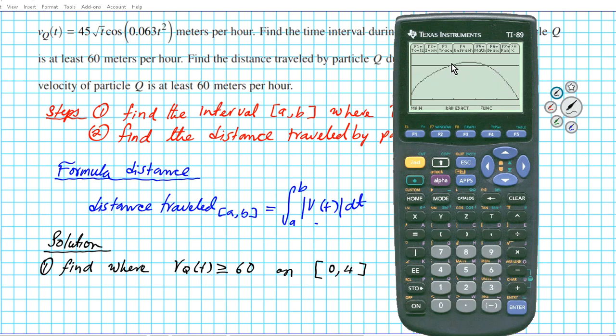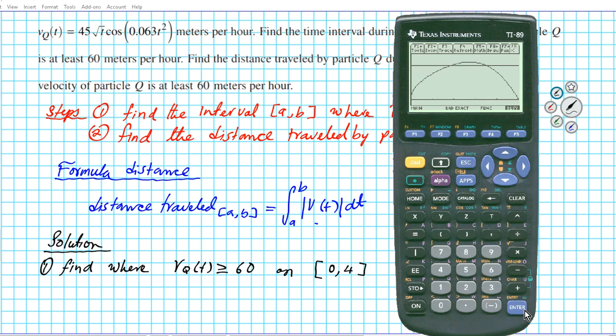You don't ever want to use trace to find values where functions intersect because your accuracy will be considerably compromised and you will lose your points. Okay, so F5 intersection. There are two intersection points that we're looking for. Let's find little a first and then little b. First curve, second curve, lower bound, you go to the left of the intersection. Upper bound, you go to the right of the intersection.